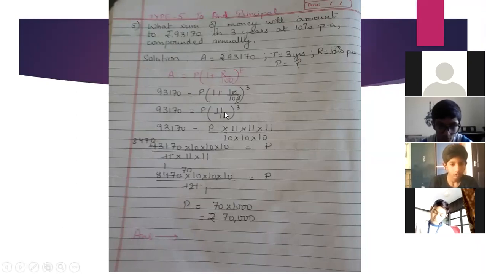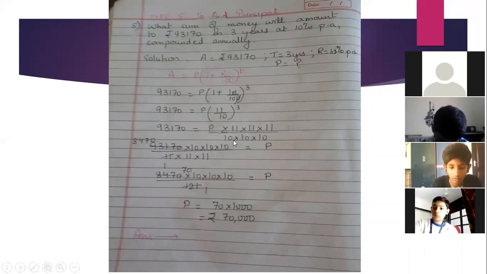93,170 is equal to P. This 11 by 10 is to the power of cube. So I have just expanded that: 11 into 11 into 11, and the denominator is 10 into 10 into 10. I have to get the value of P, so all numbers I will shift to the left side. 10 was in the denominator, so all three 10s will go and sit in the numerator. And all three 11s were in the numerator, they will go and sit in the denominator, and P will be there on the right side.